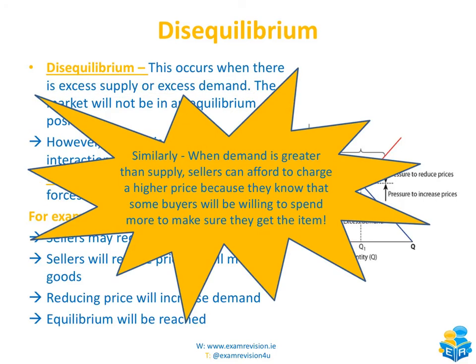And in the same way, when demand is greater than supply, sellers can afford to charge a higher price because they know that some buyers will be willing to spend more to make sure that they get the item. So if their product becomes really popular, they can increase their price because they know that some buyers will be willing to spend more to make sure that they get the item. And again, then equilibrium will take place.